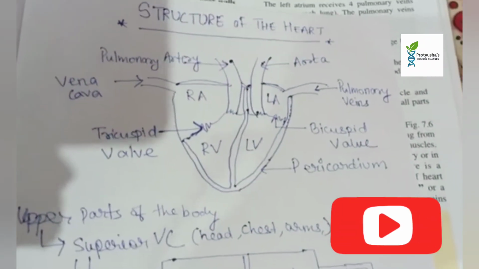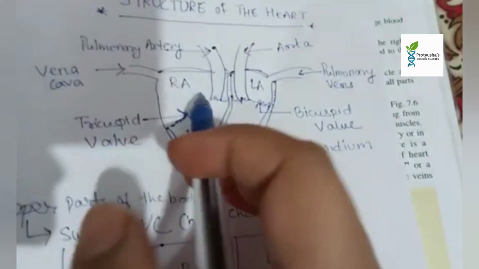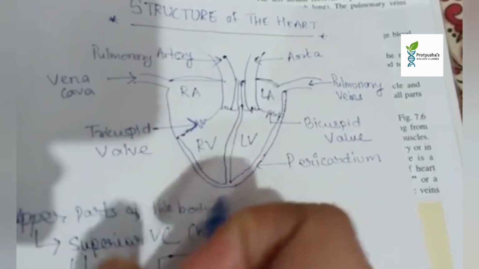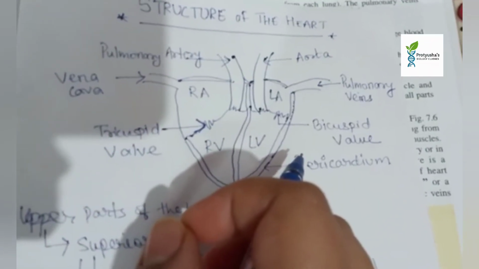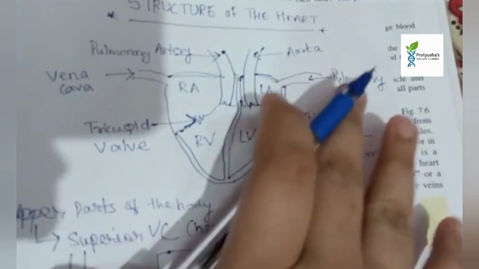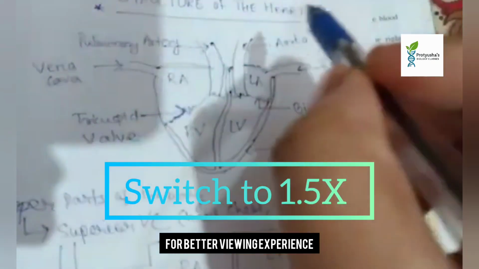For today's biology lesson we are going to start with the structure of the heart. As you can see over here, this is a typical simplified structure of our human heart. Now first of all we have to see how the heart looks and what the different parts are.